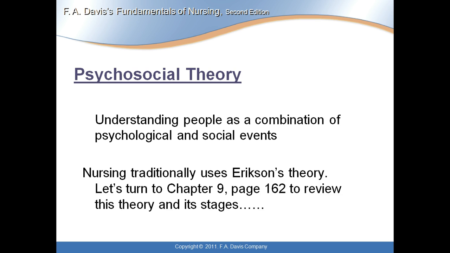So the psychosocial theory is understanding people as a combination of psychological and social events. If you turn to chapter 9, page 162 in your volume 1 book, here you'll find Erickson's 8 stages. Erickson hypothesized that individuals must negotiate 8 stages as they progress through the lifespan. Most individuals successfully move from stage to stage. However, a person can regress during times of stress to earlier stages or be forced to face tasks of later stages because of unforeseen life events, such as terminal illness.